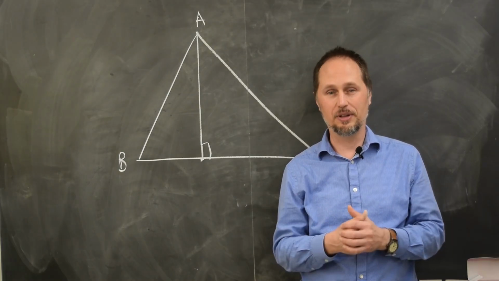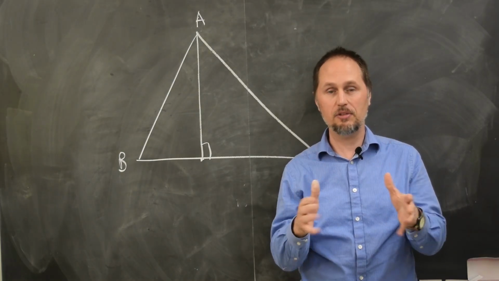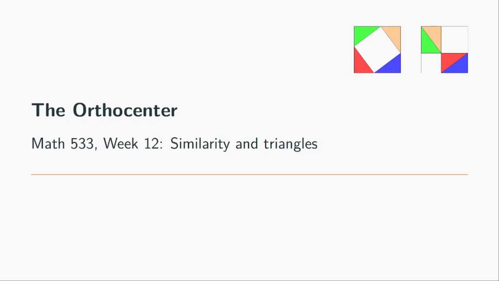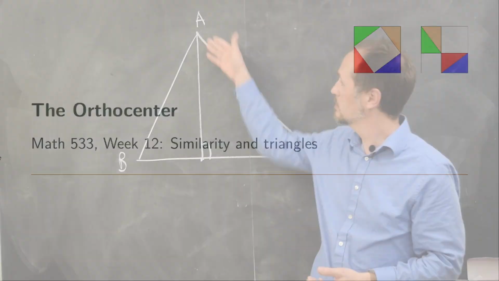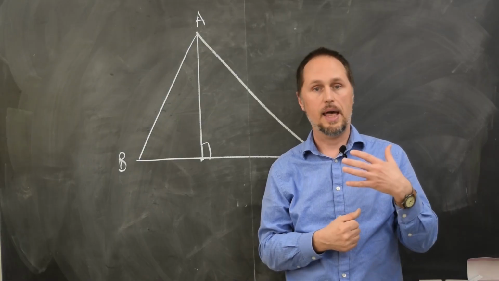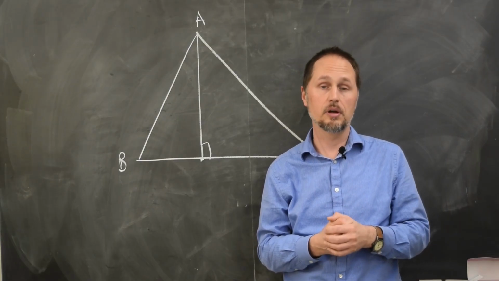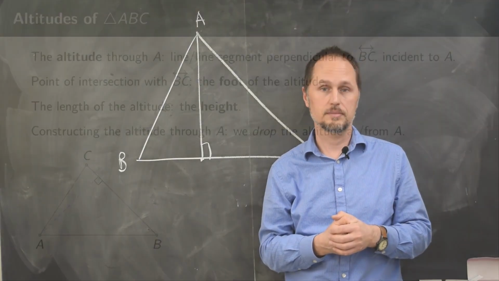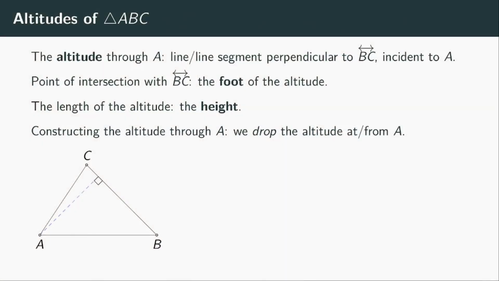This is our last video for week 12, and in this video, what we're going to talk about are the altitudes of a triangle. And so here's an altitude. The altitudes of our triangle and what's called the orthocenter of the triangle. Let's start with a definition.